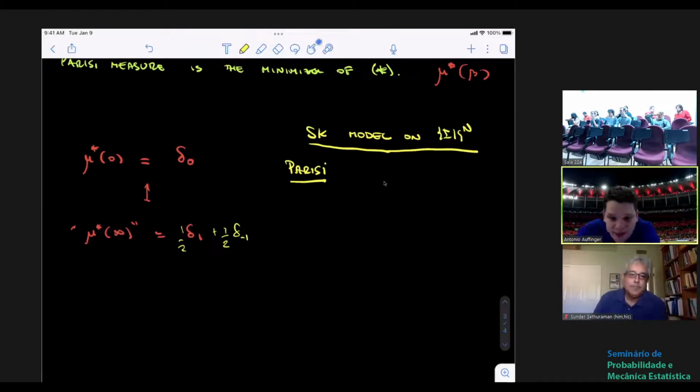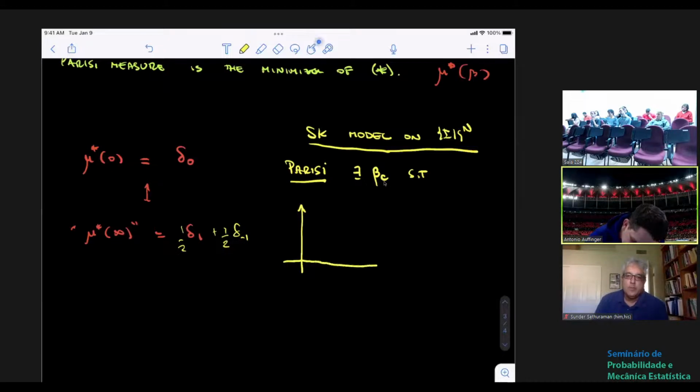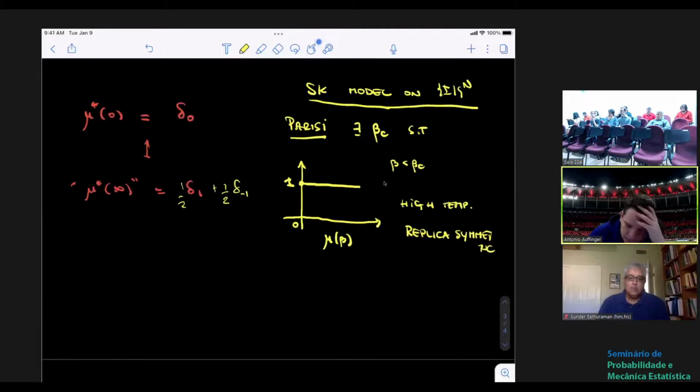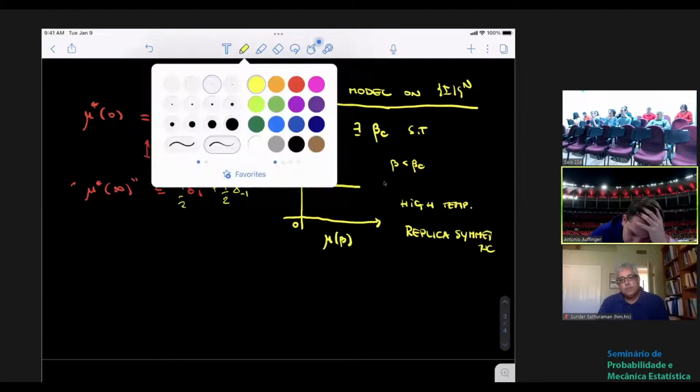So what is the prediction by Parisi? His prediction is that there exists a beta critical such that the following happens. I like to draw the distribution function. For beta less than beta critical, you get a delta mass at 0. That's the high temperature regime. This is mu beta, the high temperature regime, which physicists call the replica symmetric solution.